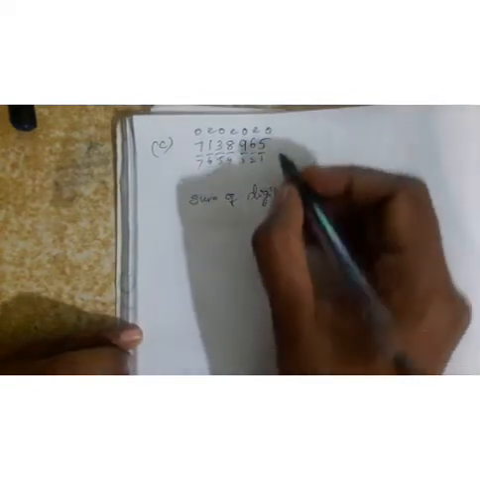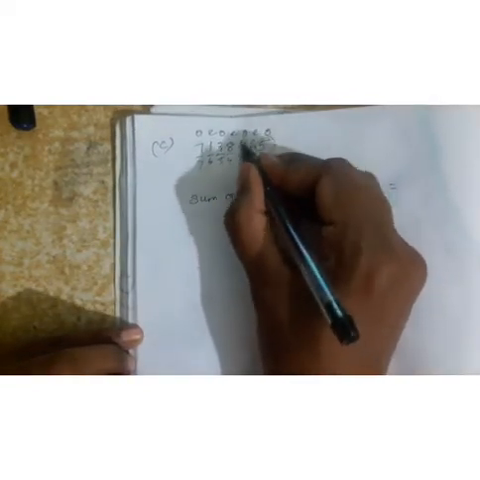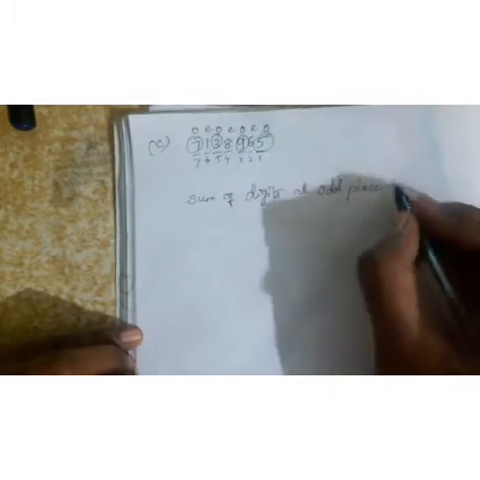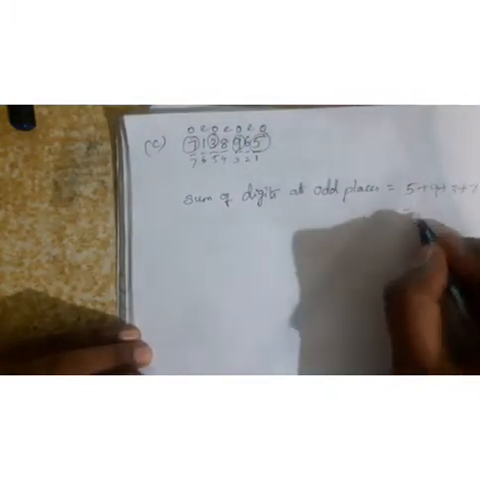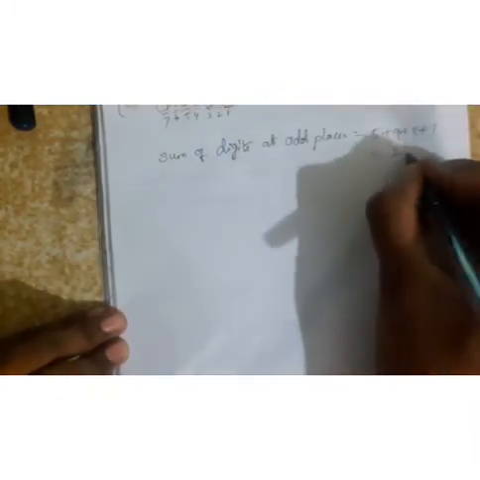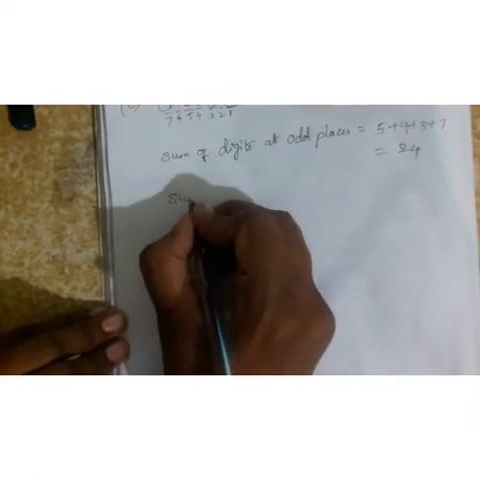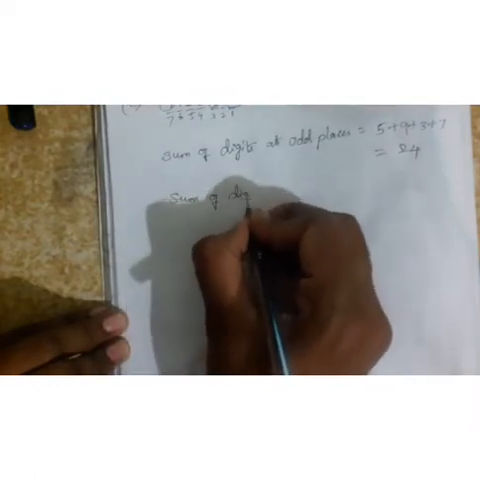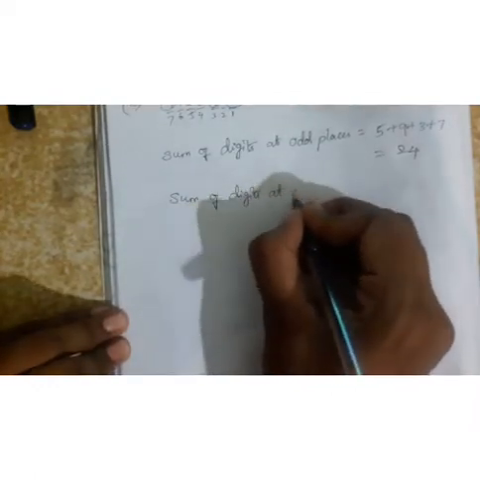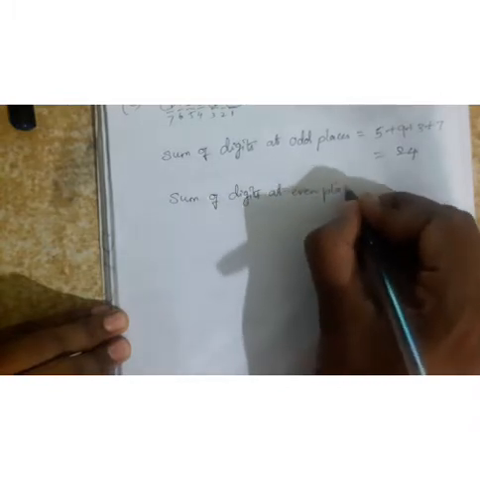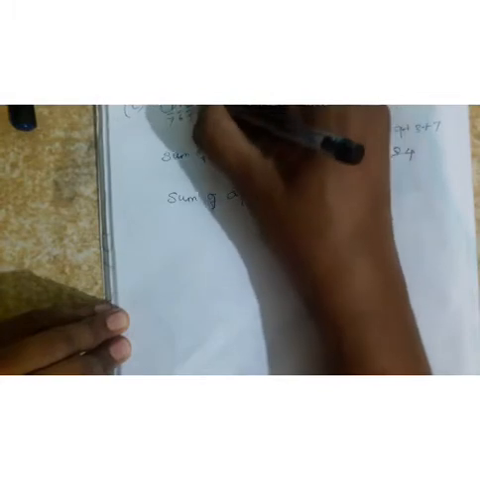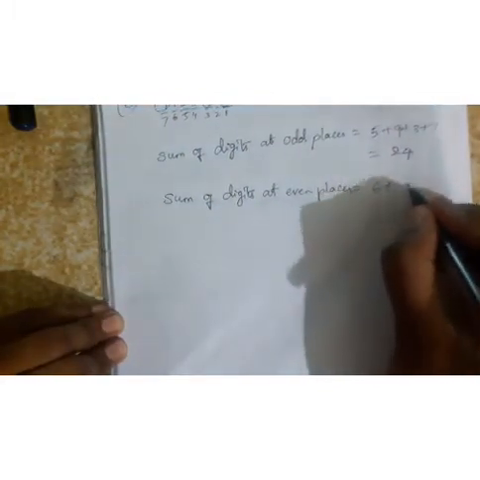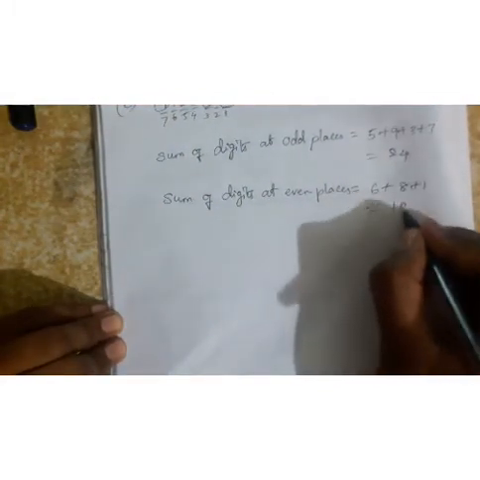5, 9, 3, 7. 5 plus 9 plus 3 plus 7, we get 24. Sum of digits at even places equal to, even places 6, 8 and 1. 6 plus 8 plus 1 equal to 15.